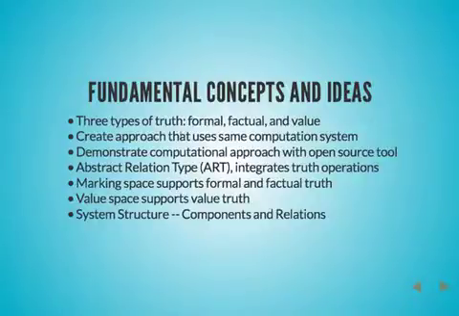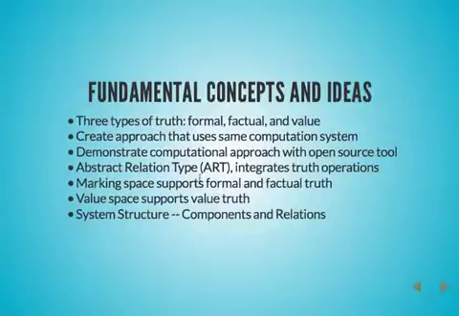So the fundamental concepts and ideas, basically what we're focusing on here is the three types of truth: the formal truth, the factual truth, and the value truth. And in the grid that we're using here, we're using the grid as a component of the marking space in the art form. And we are encoding formal information and factual information both in that grid. This approach uses the same computational system and demonstrates a computational approach with an open source tool. So we're using, of course, JavaScript and HTML5; other types of open source tools are available.